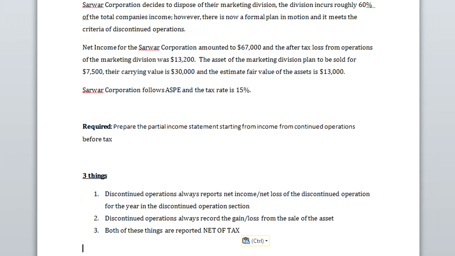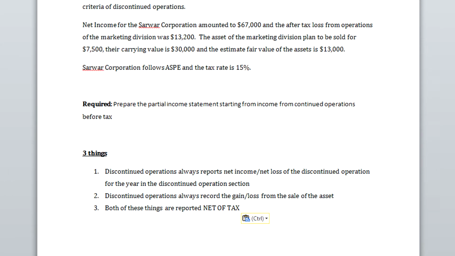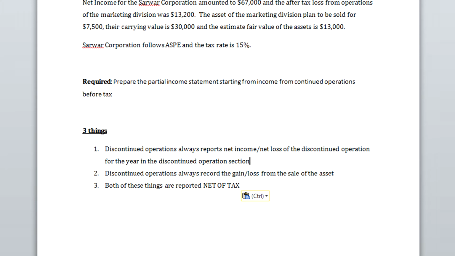So here are the 3 things. First one, as always, is record net income or net loss of the discontinued operation for the year in the discontinued operation section. Okay? Second thing is report the gain or loss from sale of asset. And third thing is make sure that both of these are reported net of tax.